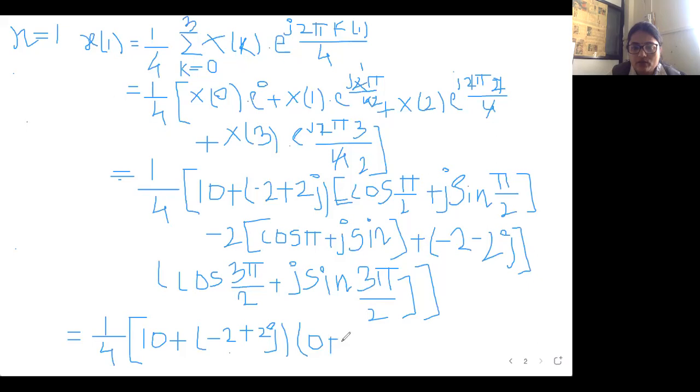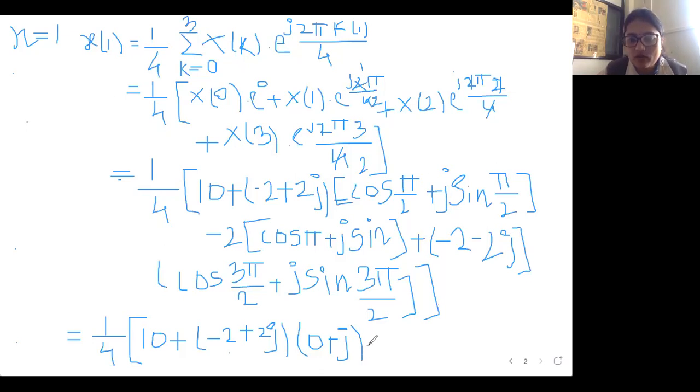What is the value of sin pi by 2? Sin pi by 2 is 1. It is equal to 1. So I'm writing j multiplied by 1, I will write simply j.